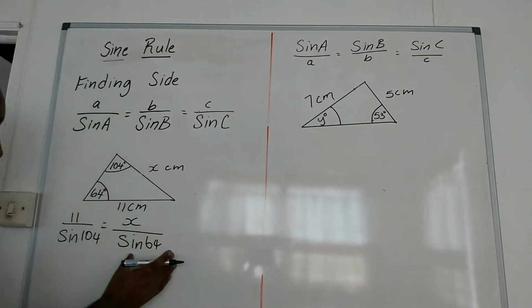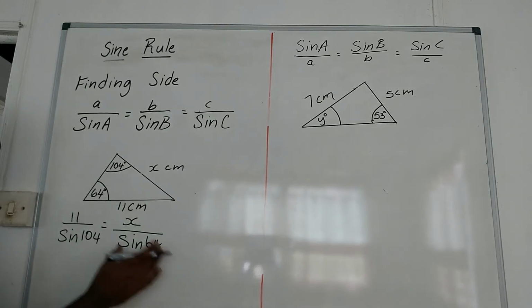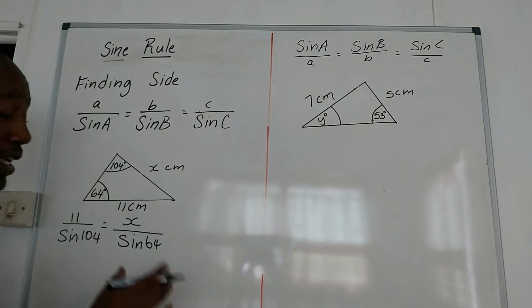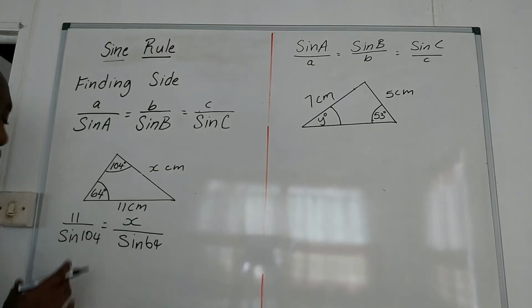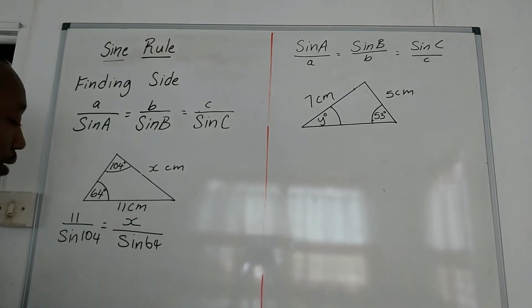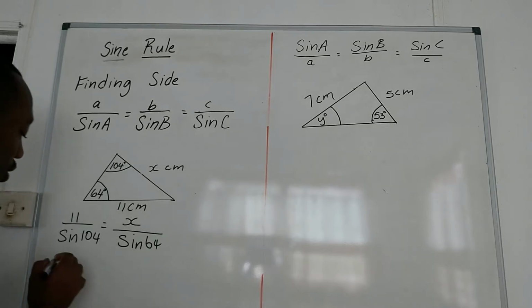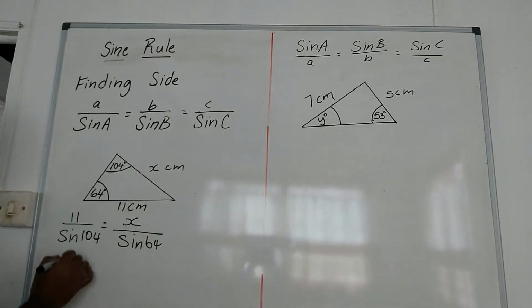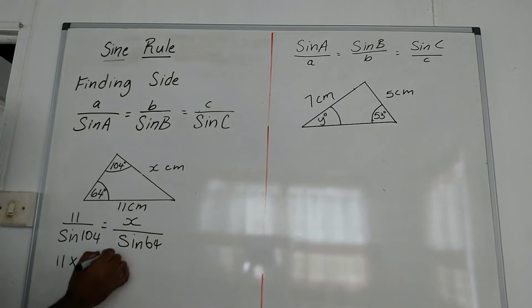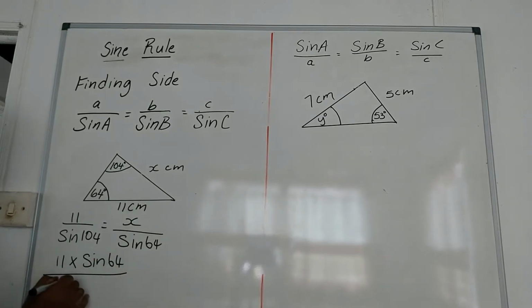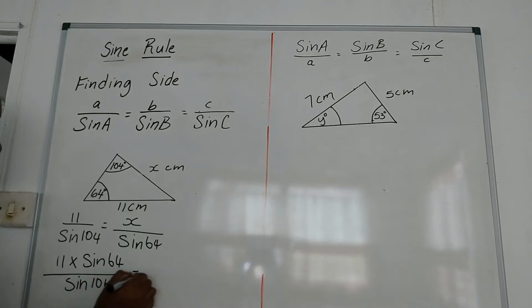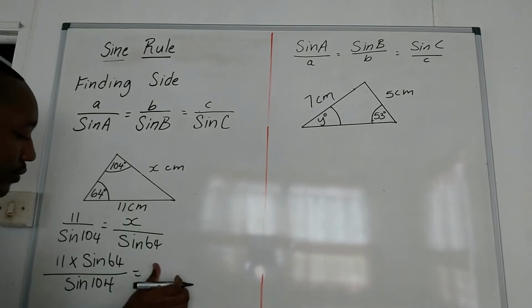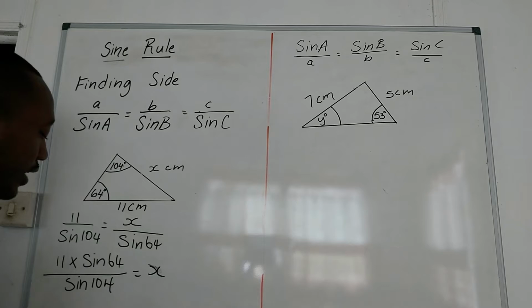So what we do is take sine 64 across. Know that sine 64 here is dividing. So when it comes over, it will multiply. So now we will have 11 times sine 64 over sine 104 is equal to x, the value of x.